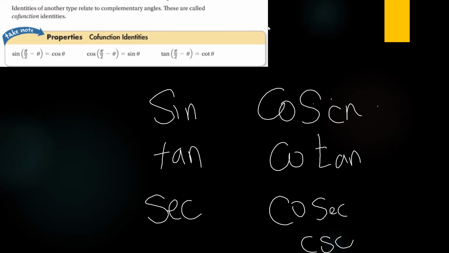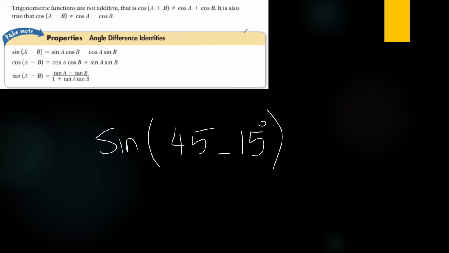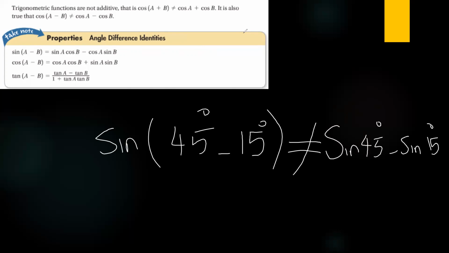Now, so the cofunction identities and the negative identities for the single angle. Now, let's see how we can find the cosine or sine of two angles that are added. Like, if you have to find sine of 45 minus 15 as an example, you cannot distribute the sine. You cannot say it's sine 45 minus sine of 15. No, there's a formula for it.